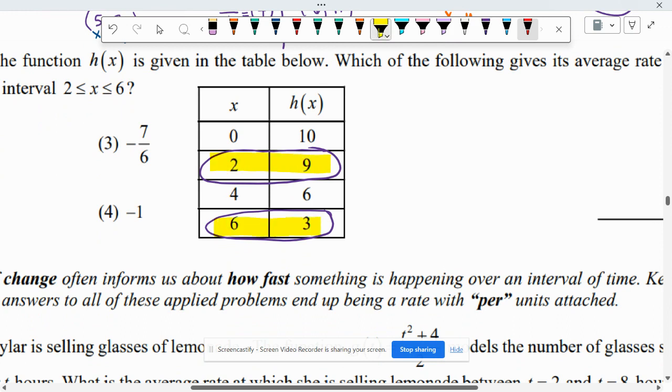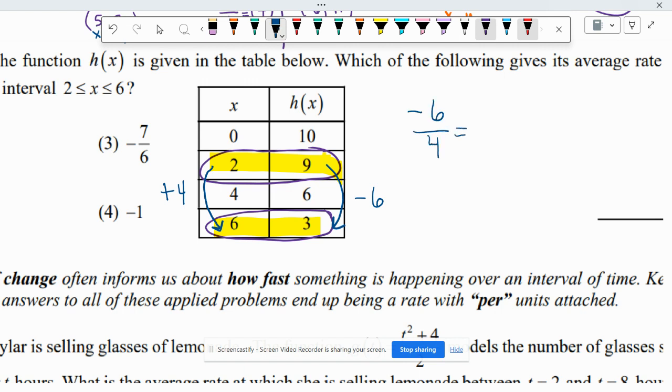So I just want to know, what is the change in y? What is the change in y from 9 to 3? -6. It's -6. What is the change in x from 2 to 6? It's +4. So my change in y over my change in x, I can divide both of these by 2, so it reduces to -3 over 2. What answer choice is that? It's answer choice 1. Answer choice number 1.